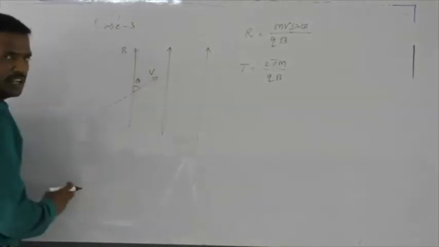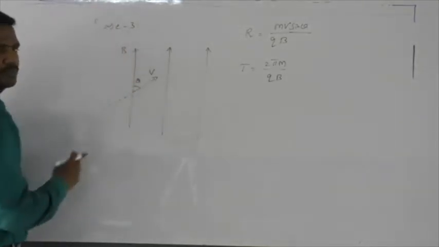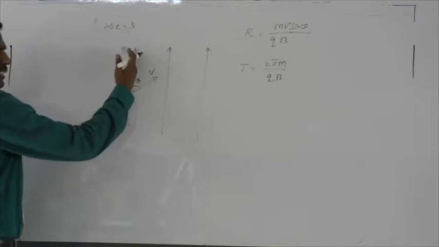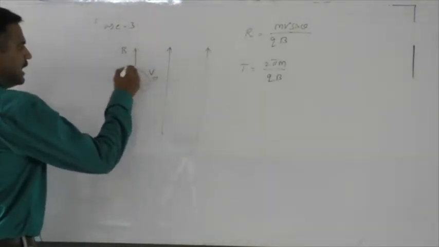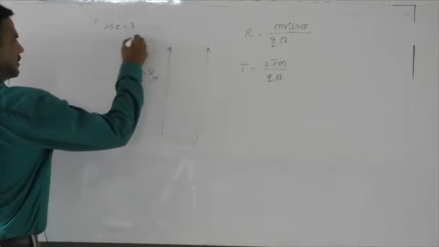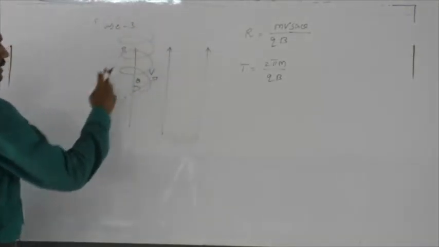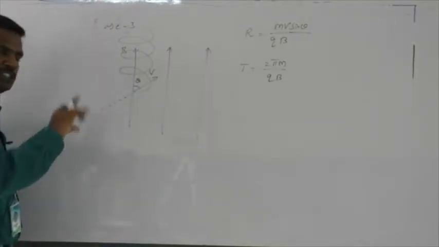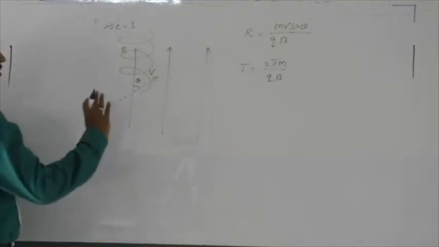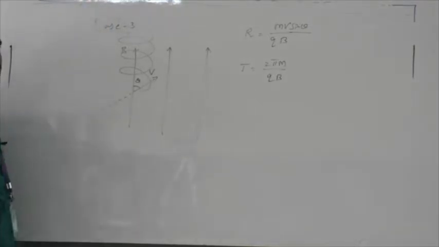Now what will be the use of v cos theta? Because of v cos theta it will try to move up. Therefore the combination of v cos theta and v sin theta will make the charged particle move in a helical path like this. This circular motion is due to v sin theta, and the vertical motion is due to v cos theta. Due to v cos theta it has a displacement in the upward direction.